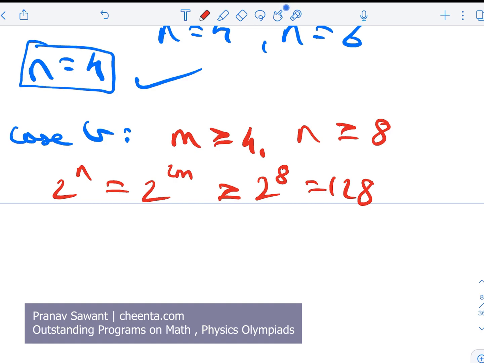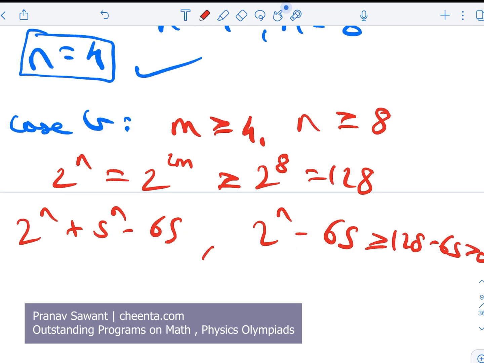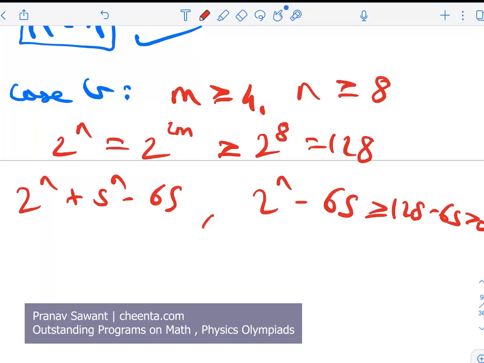Now if I just consider the given expression, what is the given expression? 2 raised to power n plus 5 raised to power n minus 65. Now if I just consider 2 raised to power n minus 65, will it be greater than 0 for n greater than or equal to 8? Of course it will be, right? This is going to be greater than or equal to 128 minus 65, which is obviously greater than 0, right? So 2 raised to power n minus 65 is greater than 0, so this expression will always be greater than 5 raised to power n, right?